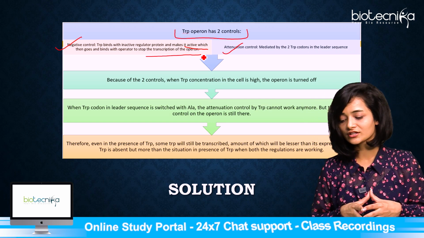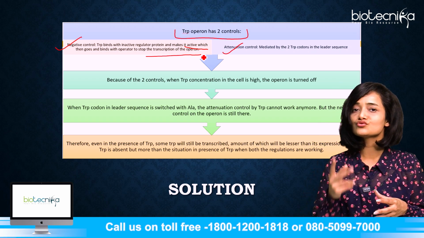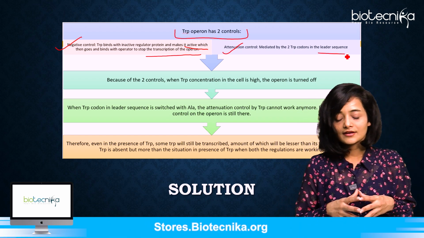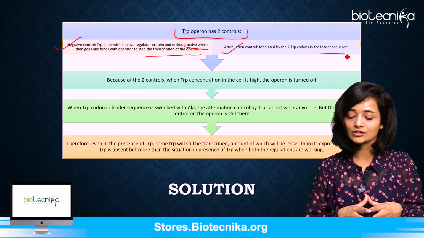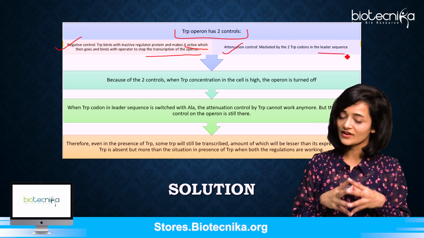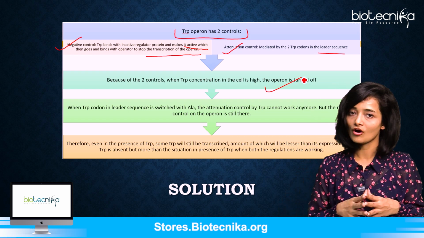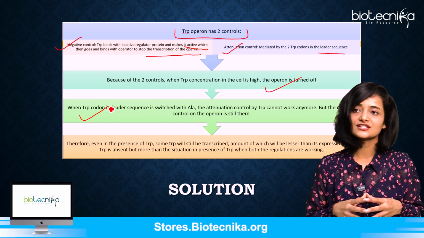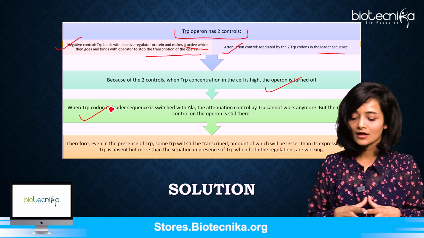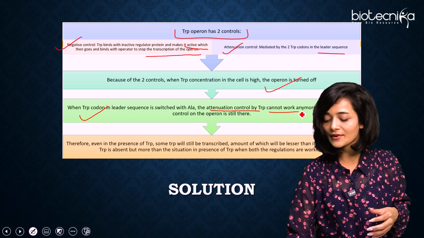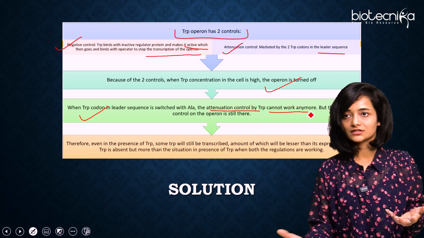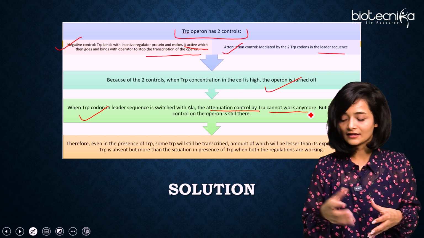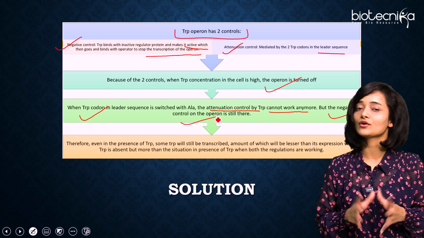And the second is the attenuation control, which is mediated by the two trp codons located in the leader sequence. So in the question, since there are two types of controls, when the trp concentration in the cell is very high, the operon is turned off. When the trp codons in the leader sequence are switched to alanine as given in the question, the attenuation control by trp cannot work anymore, because the two codons which are responsible for the attenuation control are changed to alanine. Only the negative control of the operon will work at this time.